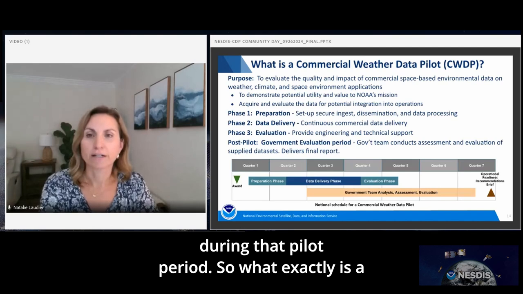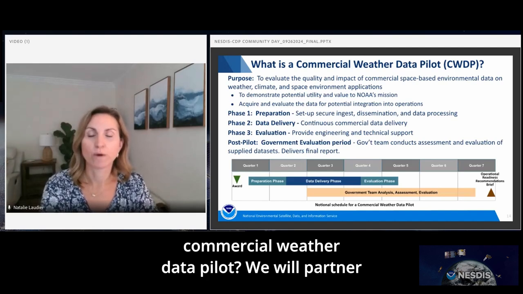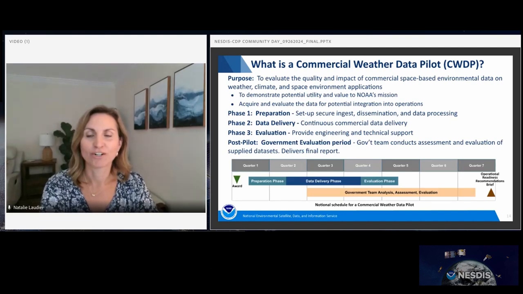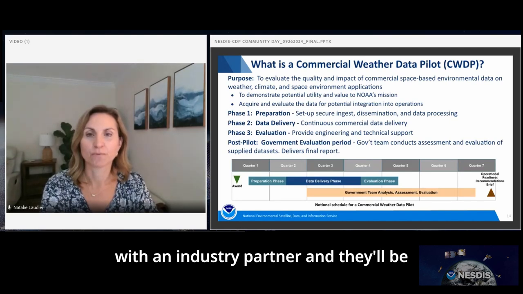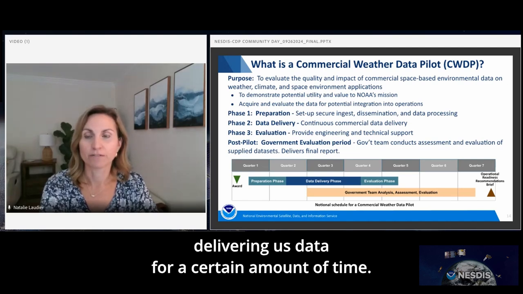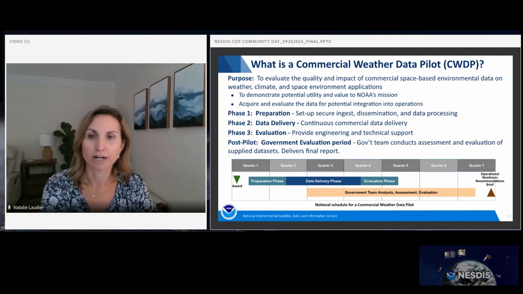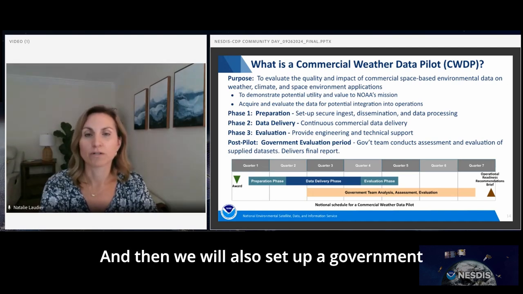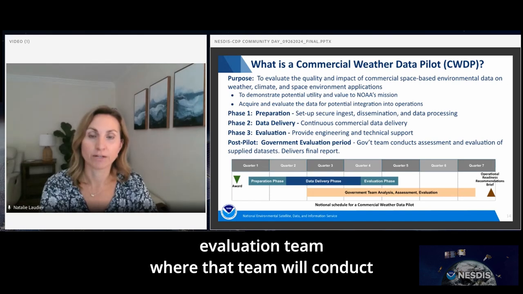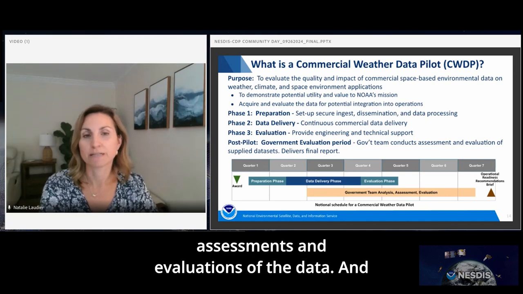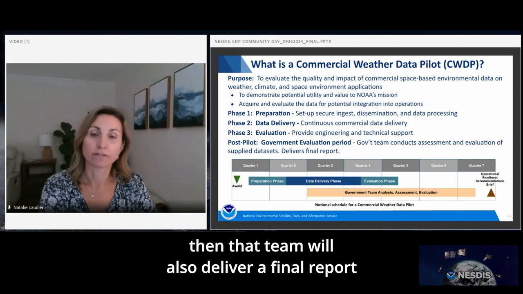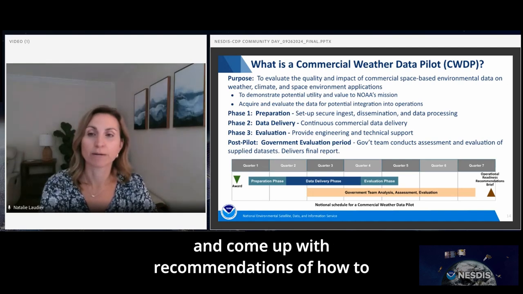So what exactly is a commercial weather data pilot? We will partner with an industry partner, and they'll be delivering us data for a certain amount of time. And then we will also set up a government evaluation team where that team will conduct assessments and evaluations of the data. And then that team will also deliver a final report and come up with recommendations of how to proceed.